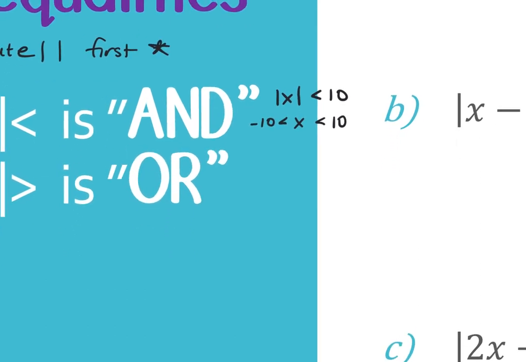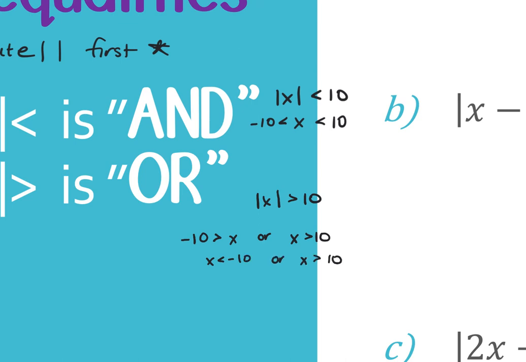If it's greater than, then the negative goes on the other side. Negative 10, sign in the same direction, is greater than x, or x, and finish it off, is greater than 10. To make sense in your brains, I would say rearrange this. This would be x is less than negative 10, or x is greater than 10.